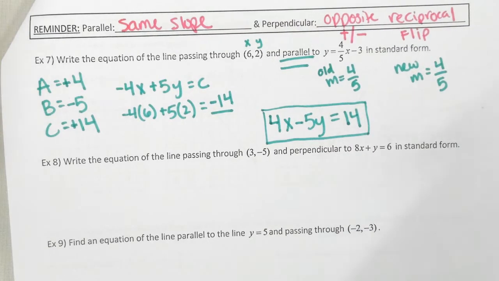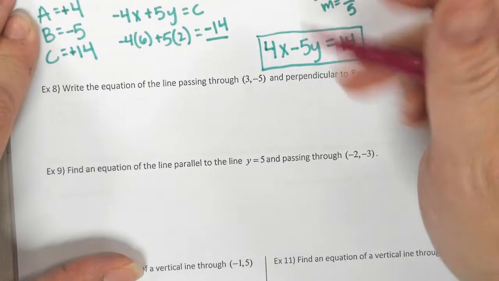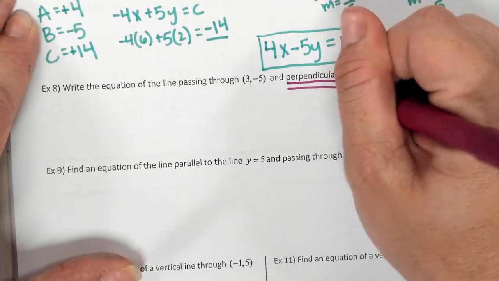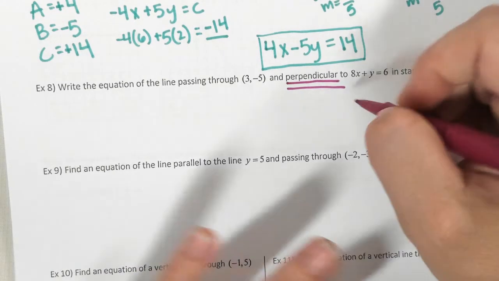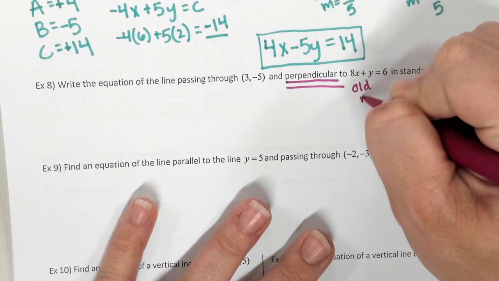One more with math. The rest are super simple. Okay, write the equation of the line passing through (3, -5) and perpendicular to 8x + y = 6. Well, first off, that's in standard form, so it doesn't give me my slope right away. I have to find it. So what's my old slope?